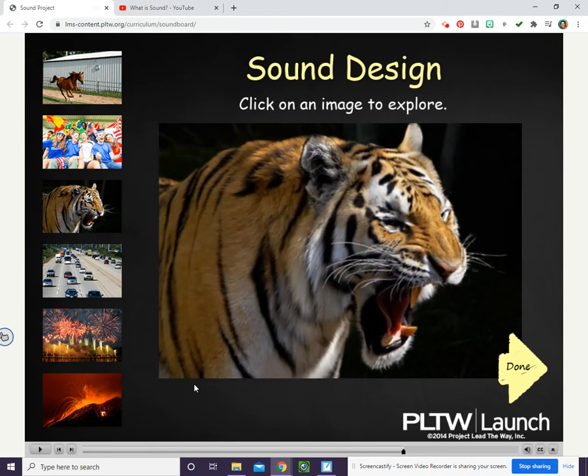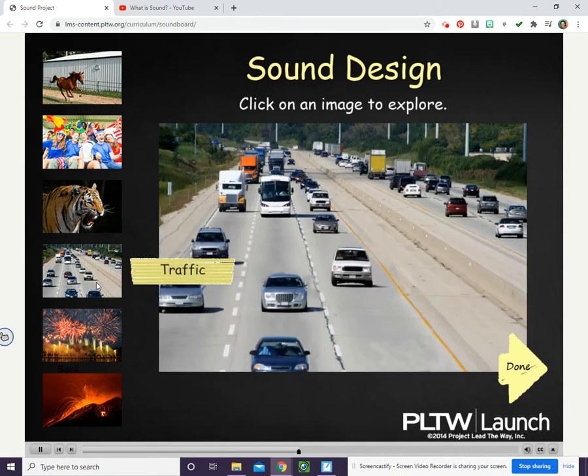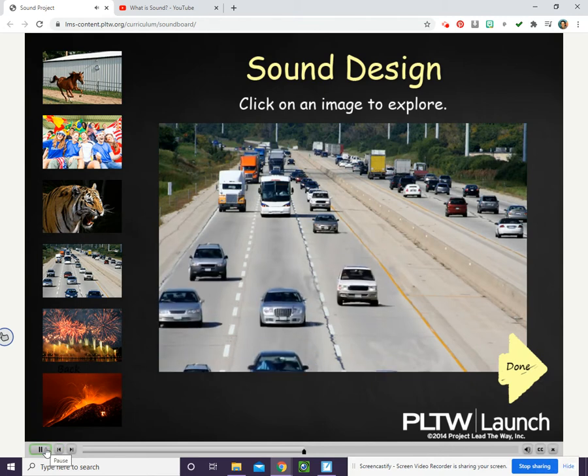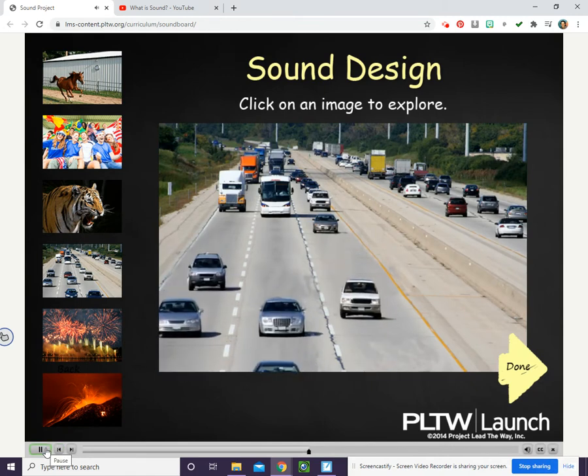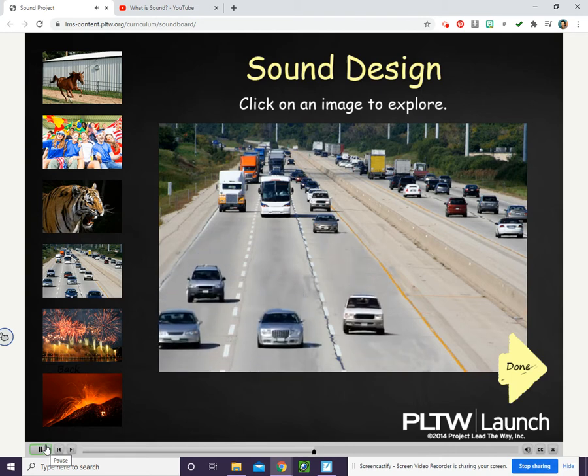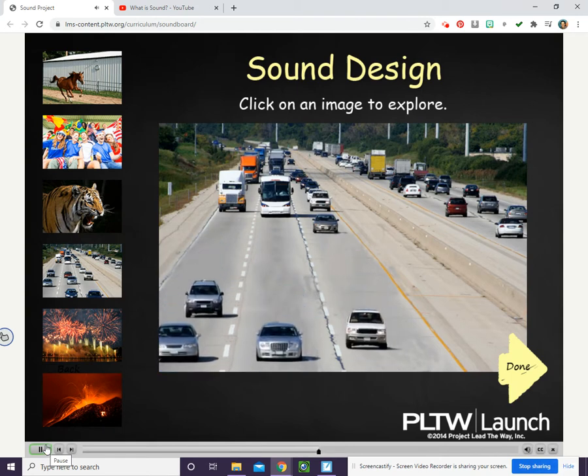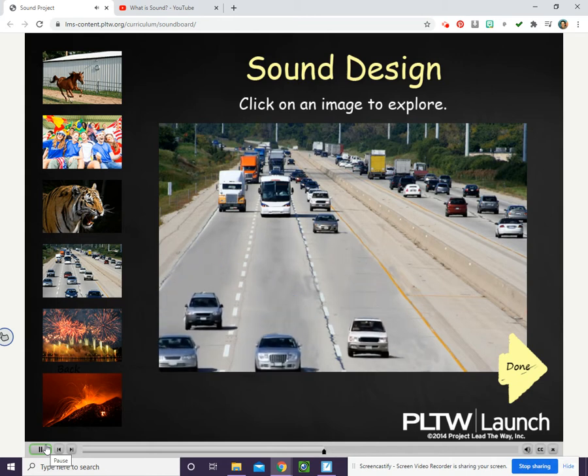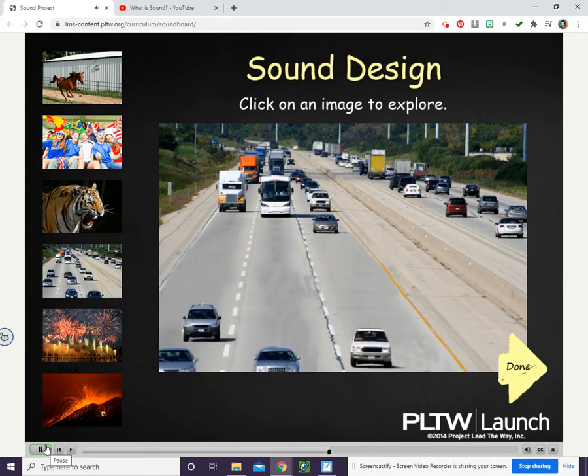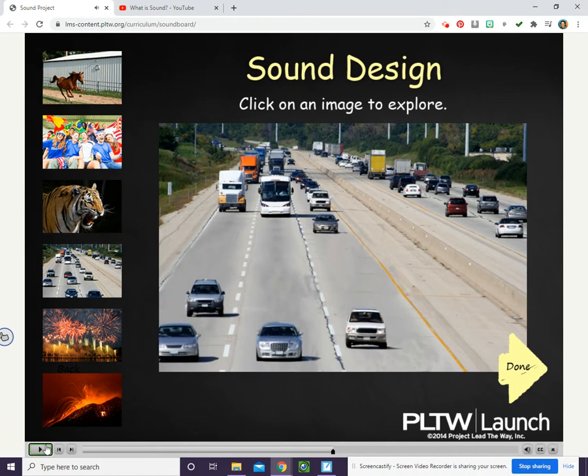What do you think made that sound? A big cat of some sort. That was a tiger roaring. Here's your next sound. What sound do you think that is? Those are cars driving down a highway.